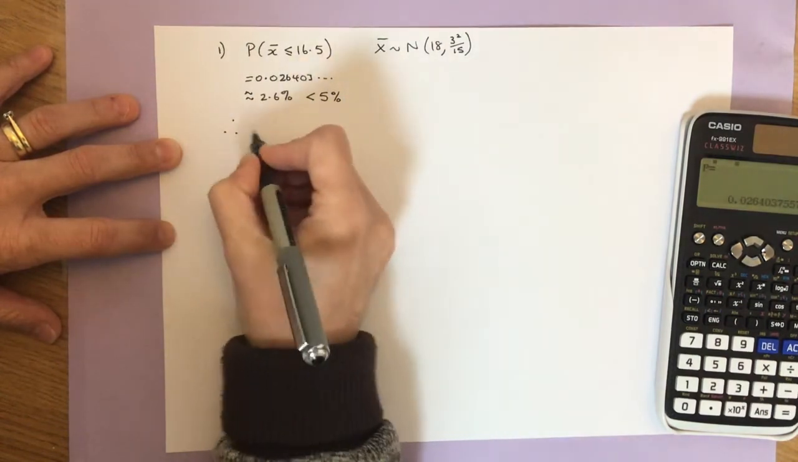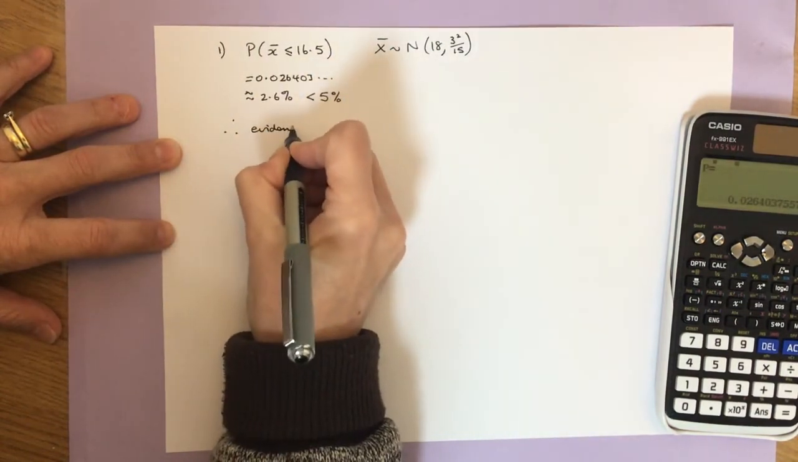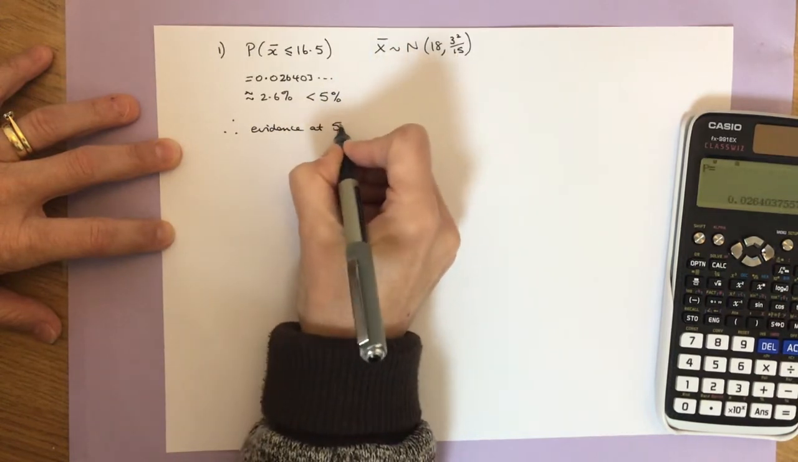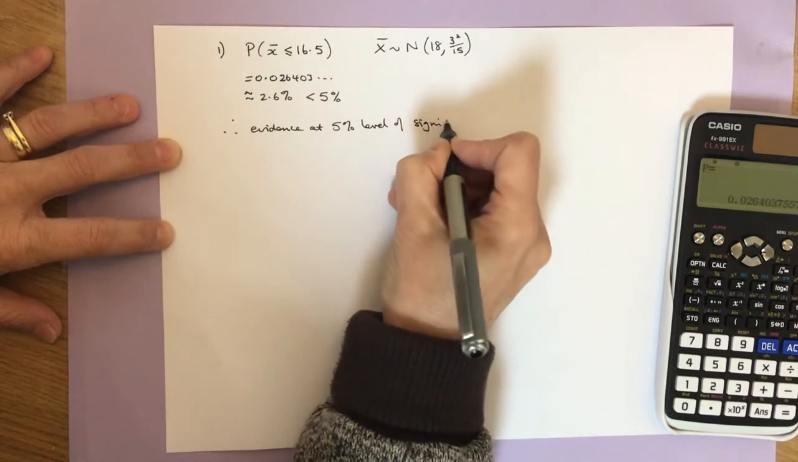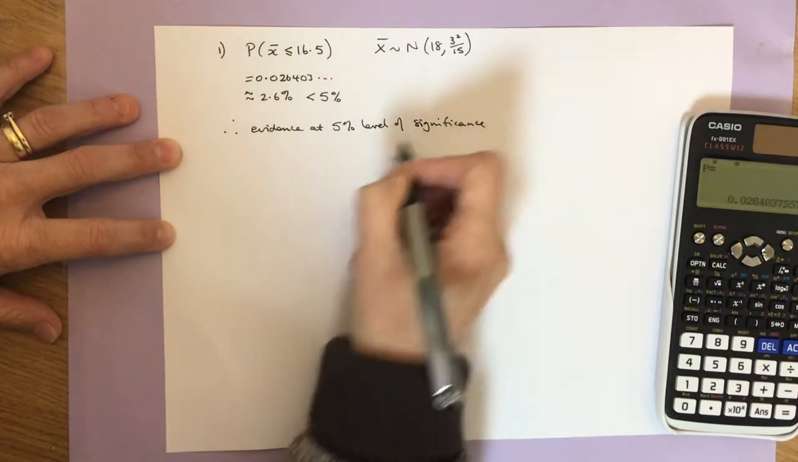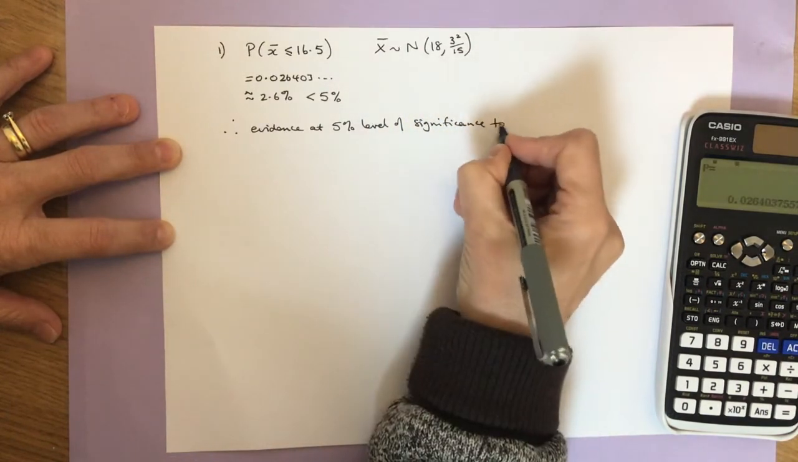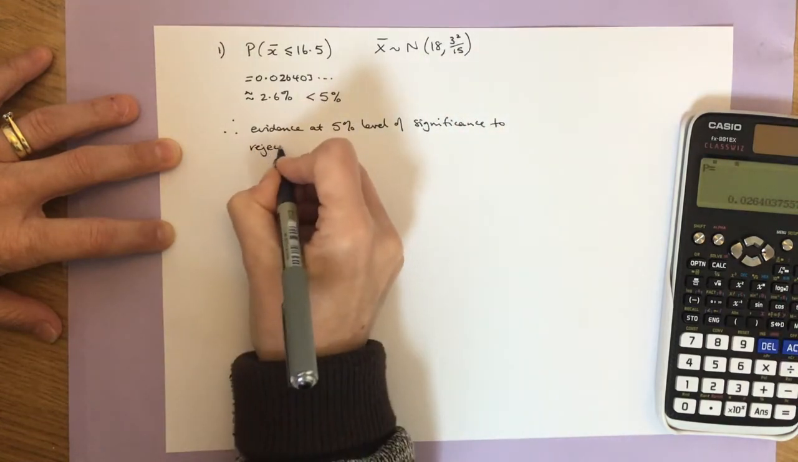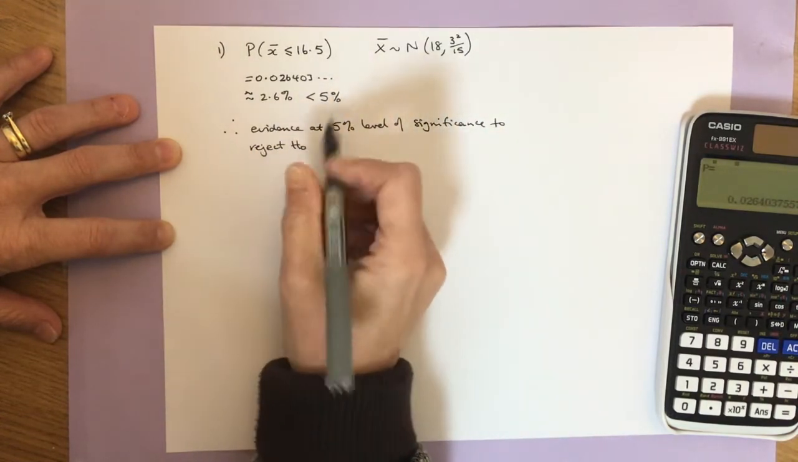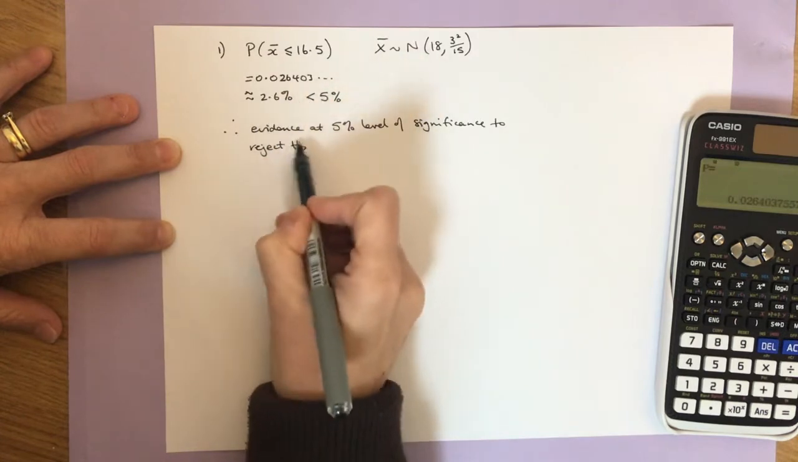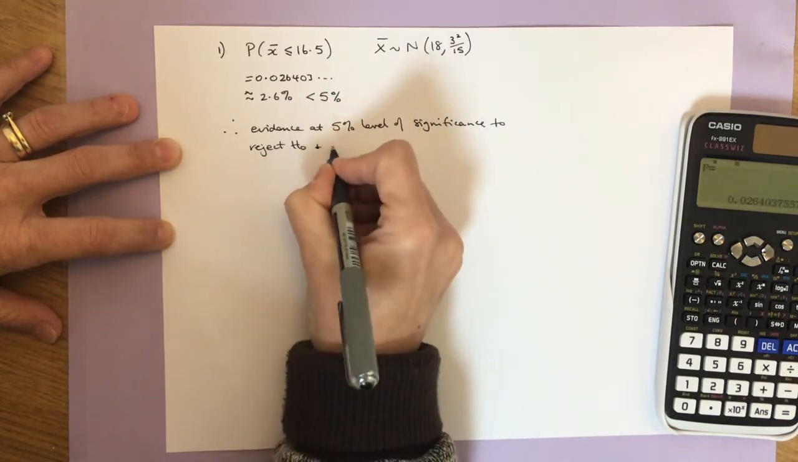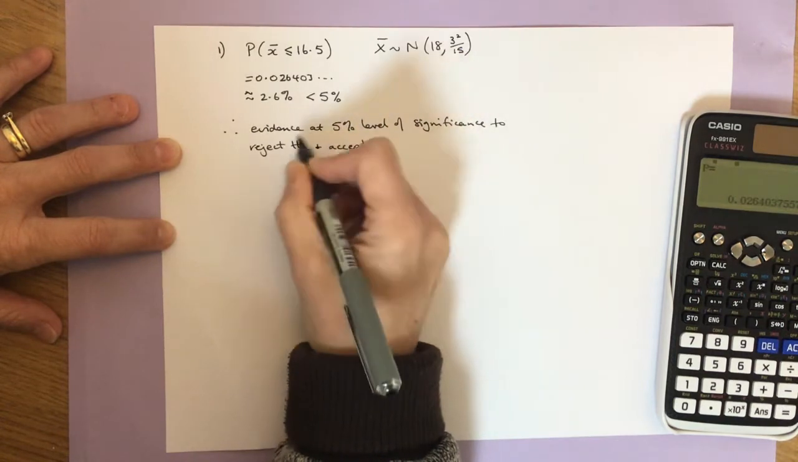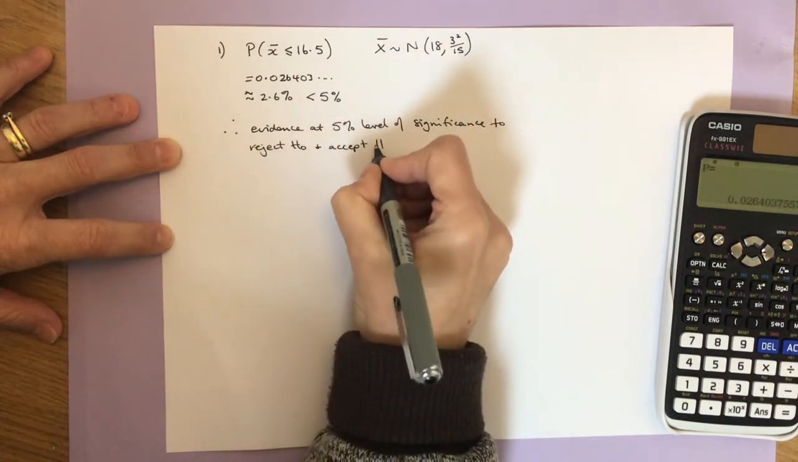So what does that mean? That means that we've got evidence at the 5% level of significance. What have we got evidence for then? So we've got evidence to reject H0, because this isn't likely to have happened in the normal course of things with just the null hypothesis as it was. And we accept, or there's evidence to support anyway, the acceptance of H1.